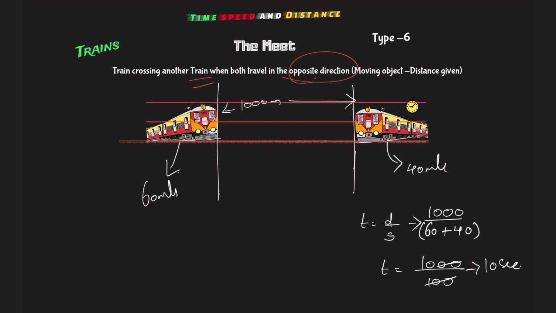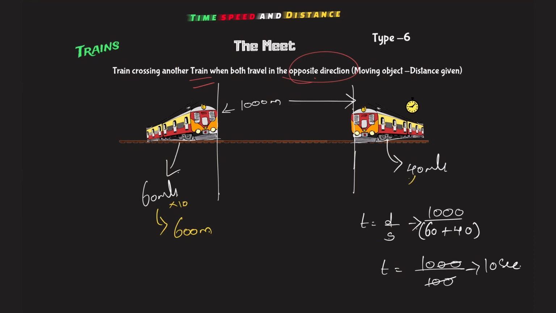Now if you want to further visualize what will happen in 10 seconds, what is the speed of this train? 60 meter per second. So in 10 seconds it will travel 600 meter, which is 60 into 10. What is the speed of this train? 40 meter per second. So in 10 seconds it will travel 400 meters, which is nothing but 40 into 10.